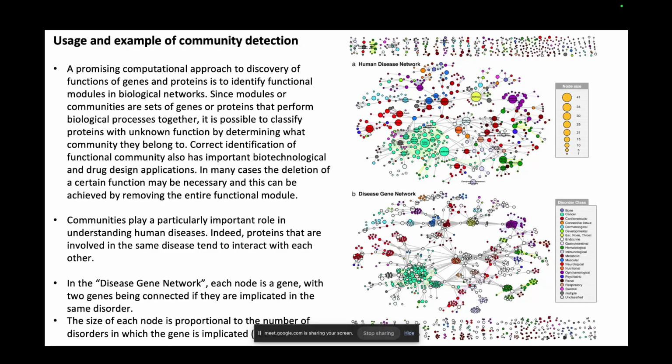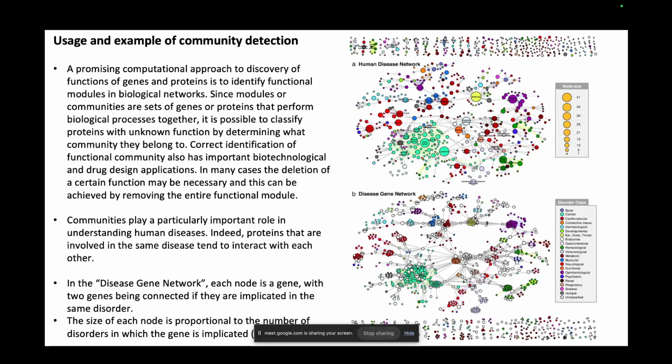Right. Now, yeah. So these are some examples of community detection. A promising computational approach to discovery of functions of genes and proteins is to identify functional modules inside biological networks. Since modules or communities are sets of genes or proteins that perform biological processes together, as I was saying, glycolysis and so on, it is possible to classify proteins with unknown function by determining what community they belong to. Right?